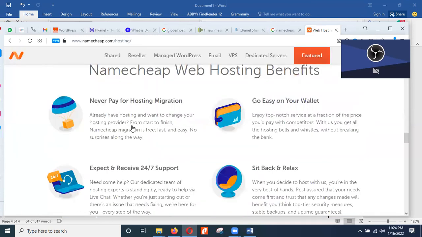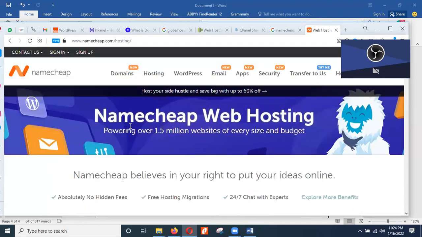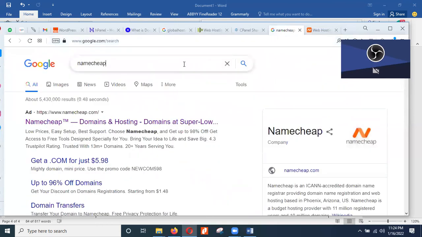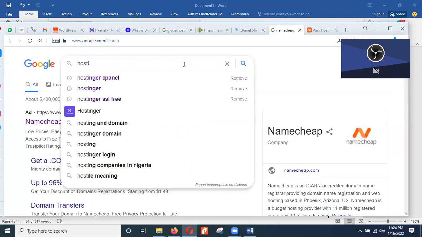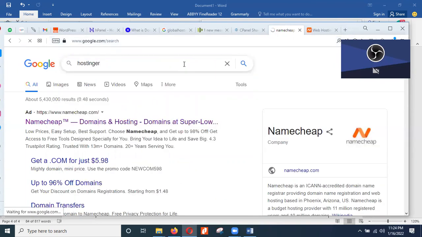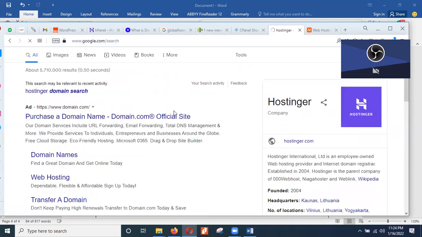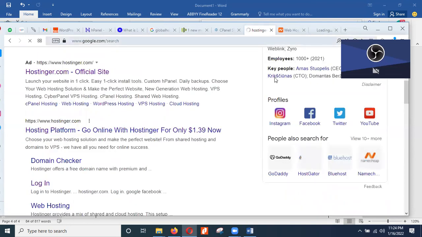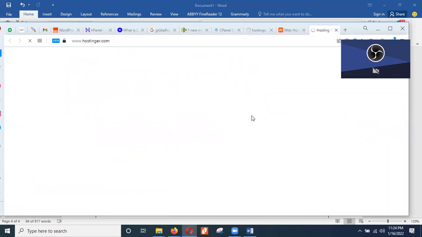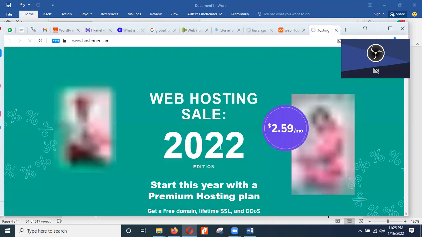Then there is another foreign host that I prefer to use, Hostinger. Let me check it out. Let me see how much it costs. Hostinger is another very good foreign host.